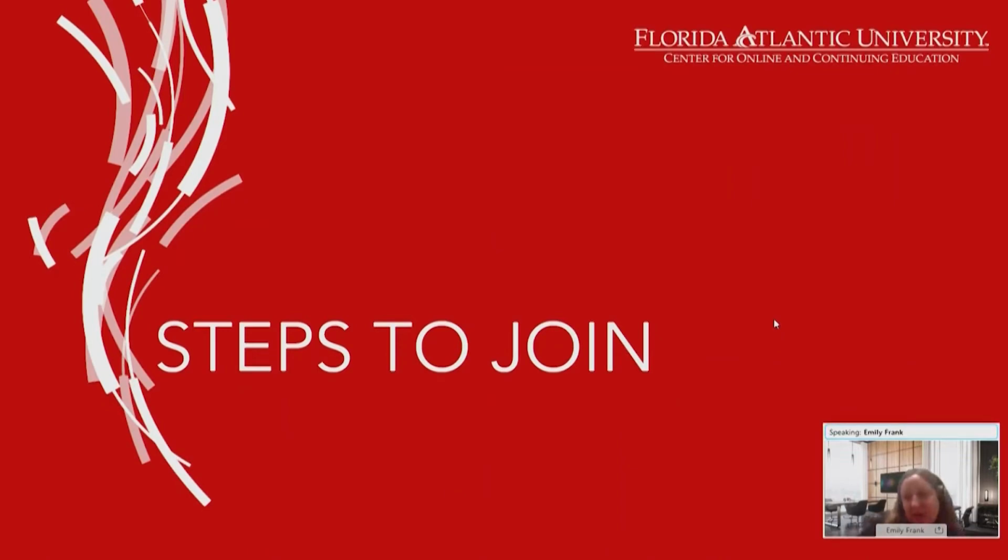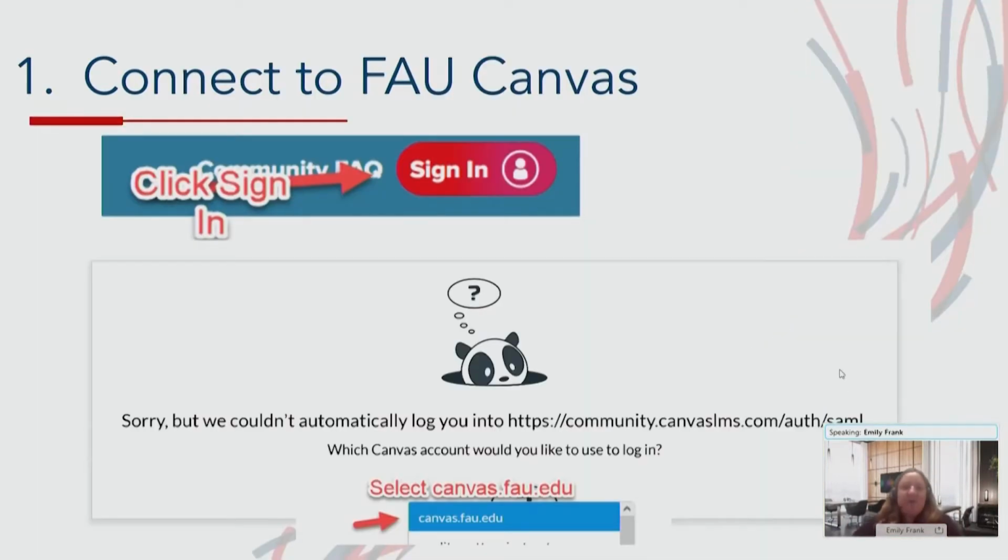So let's go over some steps to join. The link you want to go to is that link that I shared before. And you don't have to do this right now, but I'm just going to quickly go over what you would do to join. You're going to connect to FAU Canvas. So you're going to want to click sign in at the top right, and then you'll want to put in the FAU Canvas URL. So you're going to put in canvas.fau.edu.